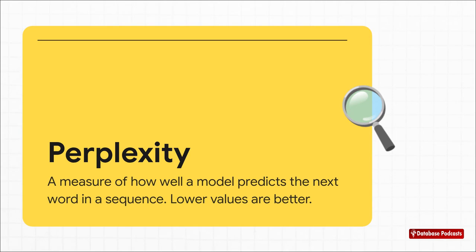First up, we have Perplexity. This one sounds complicated, but it's pretty simple. It basically measures how surprised your model is by a sentence. A really good model is less surprised because it's great at predicting the next word. So for Perplexity, a lower score is always better.